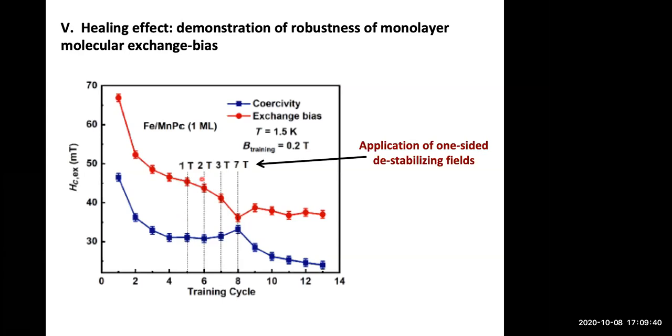Then you increase this field to 2 Tesla in one direction, and you measure again. What you see is that you're actually killing the exchange bias more strongly, and we have gone all the way up to 7 Tesla. Then we stopped applying this one-sided field and did our normal training cycle measurements. And you can see a healing effect: the exchange bias picks up and again saturates. So this is again a very clear indication of how robust this exchange bias is in these monolayer systems.